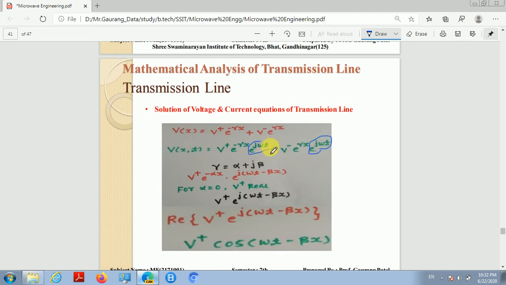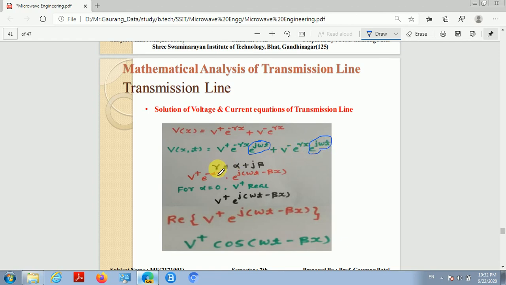Okay, so what will happen if I introduce this parameter? The voltage becomes a time varying function. Okay, time varying voltage. So what I will get if I multiply this by e raised to j omega t, it will become V of x of t is equal to V plus e raised to minus gamma x e raised to j omega t plus V minus e raised to gamma x e raised to j omega t.